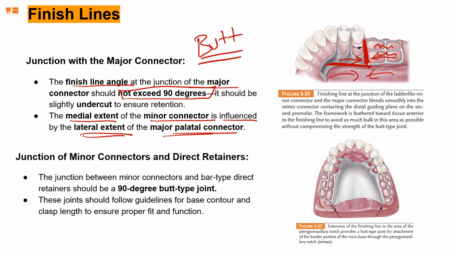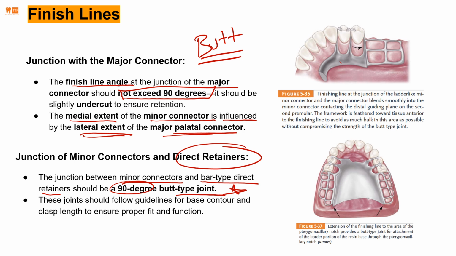Okay. Junction of the minor connector and direct retainers. Well, the junction between the minor connectors and the bar type retainers, which is like a clasp assembly, it should be 90 degrees butt type joint. So anywhere, all we need to know, finish lines are supposed to be 90 or less. Right? It should not exceed more than 90 degrees.